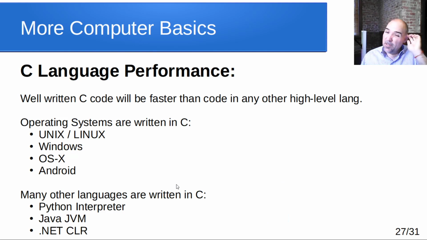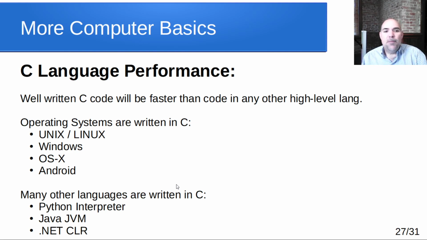Okay, C language performance. Well-written C code will be faster than code in any other high-level language. And that's a statement that I stand behind: if you have a well-written C program, it's always going to be faster than a well-written Java program or a well-written Python program. And the reason for that is because of the low-level control it gives you over the hardware. It's almost like you're programming directly on the hardware itself.